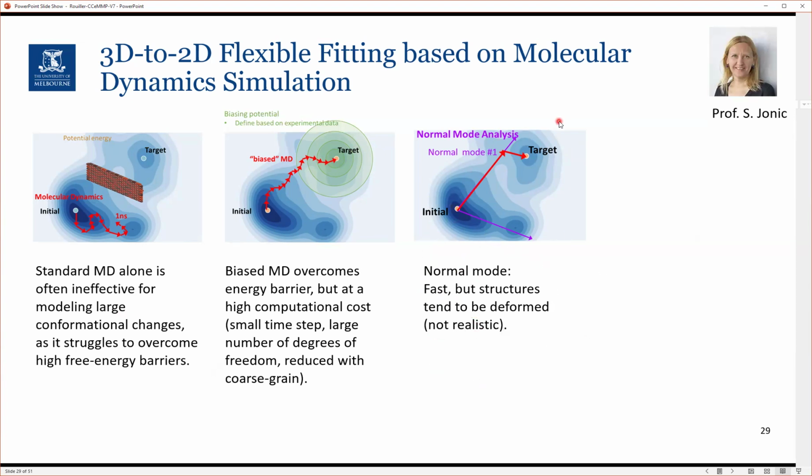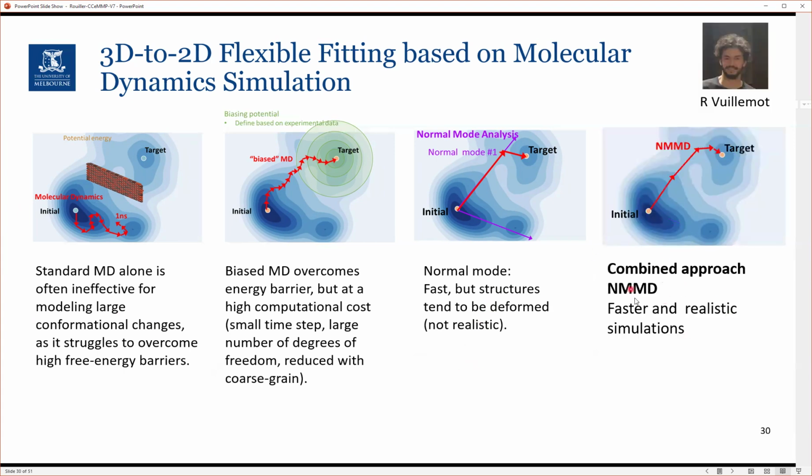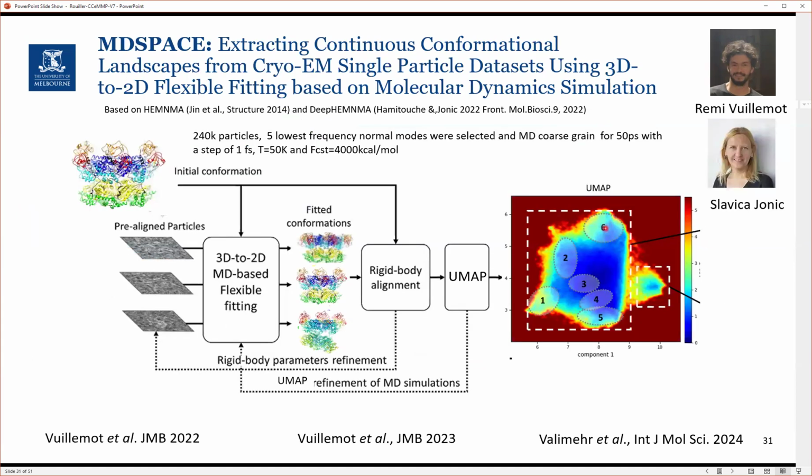Normal mode just reflects the large motion possible for a protein, so it tends to be fast. But unfortunately, normal mode simulations tend to be not realistic, and the structure tends to be deformed. So then what Remy showed is that if you are able to combine normal mode analysis for the large conformational changes with molecular dynamics, you can reach the target a lot faster. And this is what Remy applied to his structure.